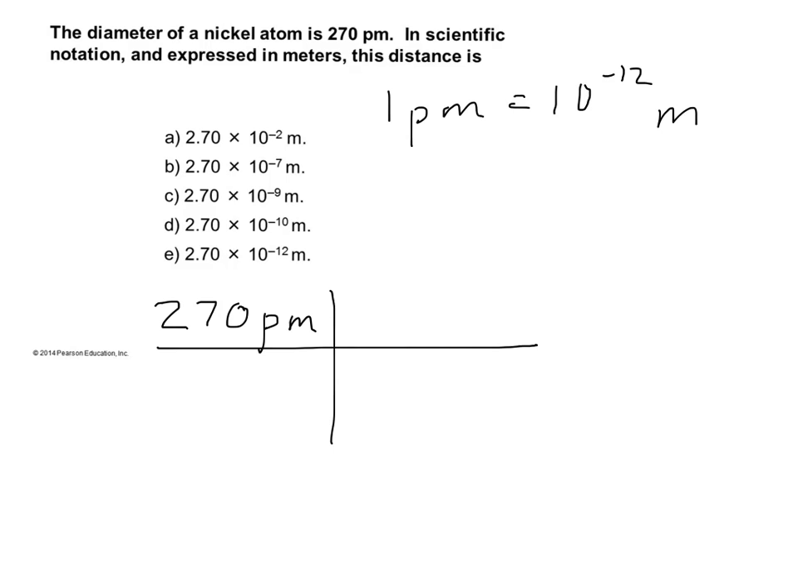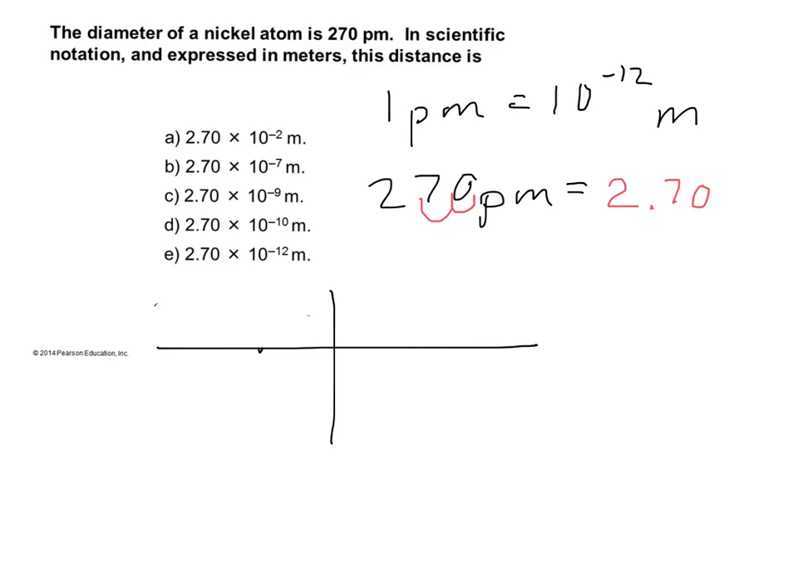You know what? Before I even do that, I'm going to convert my picometers to scientific notation. Because I'm working in metric, it'll make my math a little bit simpler. To convert this to scientific notation, I'm going to move my decimal over 2. 1, 2. I'm going to assume that that last 0 represents something measured. So 2.70 times 10 to the second picometers is where I'm starting my line with.